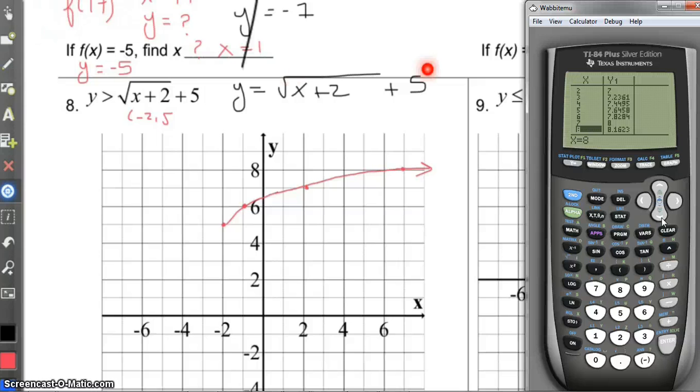So the first step is you graph your equation. Then let's look at the second step. We have an inequality and it's greater. It means you have to shade above, and it's not greater or equal, so you have to have a dashed line. So let me grab the eraser.